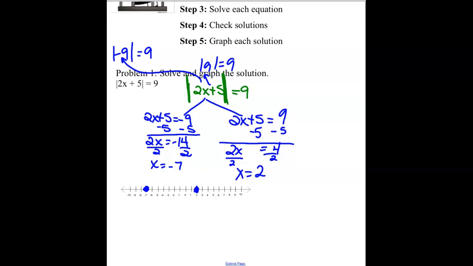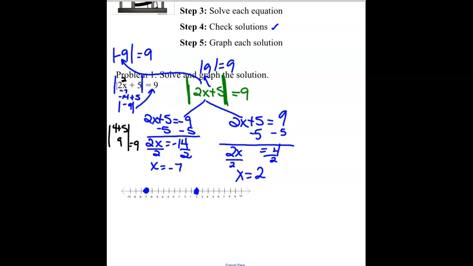Well, let's check it. All right, we want to check our solutions. So let's plug a negative 7 in here. 2 times negative 7 would be negative 14, plus 5 would be negative 9, and when we take its absolute value, we get 9. If we try to plug in a 2, 2 times 2 is 4, 4 plus 5 is 9. When we take its absolute value, we get a 9. So we have checked them, they both work.